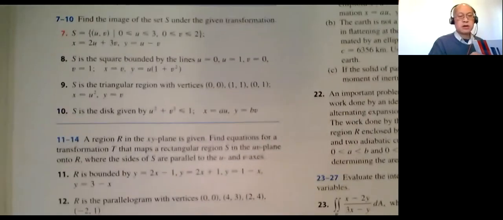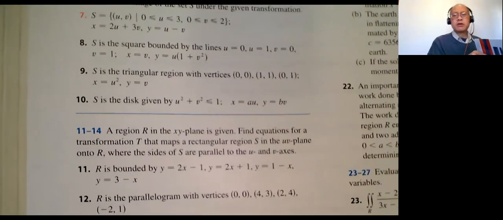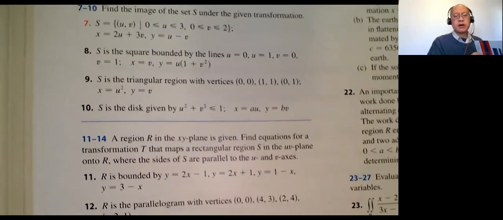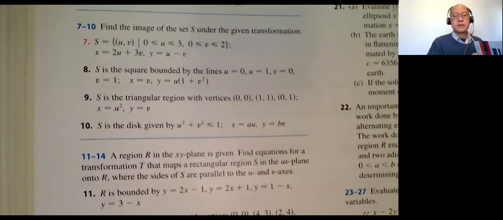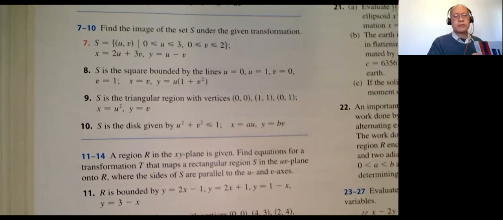Okay, number 9. S is a triangular region with vertices (0,0), (1,1), (0,1). X equals U squared, Y equals V. Okay, so you're starting in the UV plane. What happens in the XY plane?